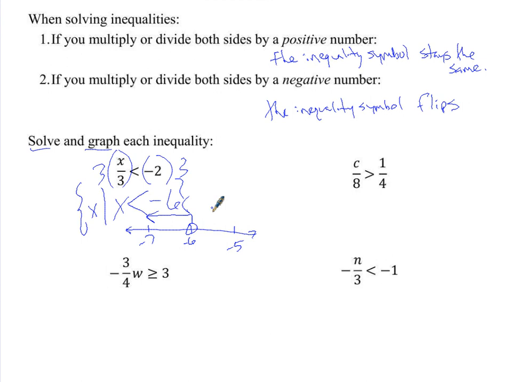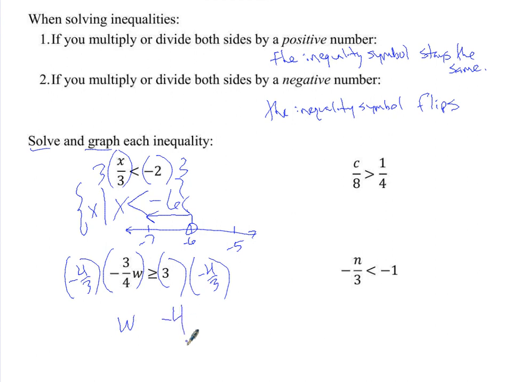Okay, let's go to the problem below. Negative 3/4 W is greater than or equal to 3. I want to get W by itself in one move, so what can I do? Multiply by the reciprocal, which would be negative 4/3. Okay, on the left side, negative 4/3 times negative 3/4 gives me just W. On the right side, we have 3 times negative 4/3, which gives me negative 4, is correct.